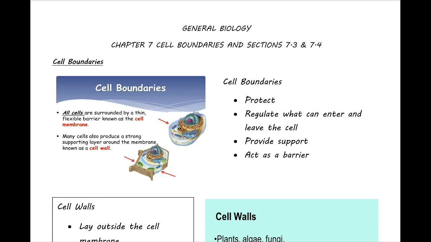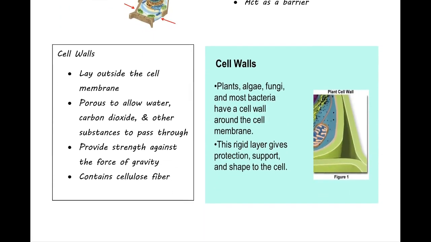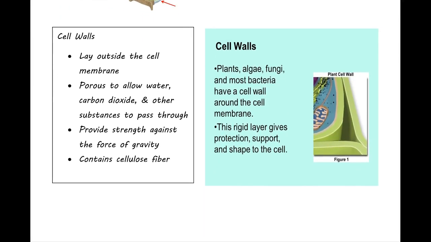We're going to spend most of section 7.3 talking about how they regulate what enters and leaves the cell, and we'll talk about those processes. But right now we're going to look at those two cell boundaries. And the first one that we're going to look at are cell walls. And cell walls, they're going to lay right outside of the cell membrane.